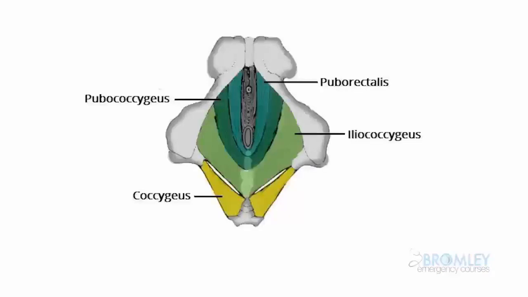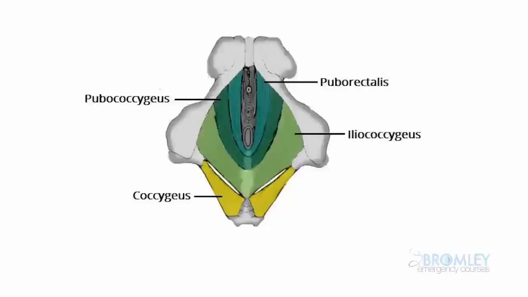Coccygeus muscle, on the other hand, as I said, does not contribute directly to the levator ani, but it is a part of the pelvic floor. It's a small muscle, the most posterior muscle of the pelvic floor component. Levator ani muscles are situated anteriorly, and this coccygeus muscle originates from the ischial spines and travels to the sacrum and the coccyx along with the sacrospinous ligament.